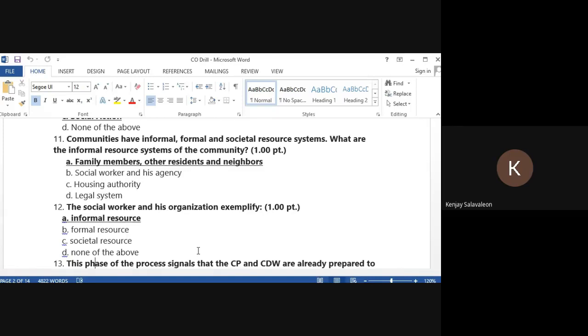they are not legally obliged to provide resources for the resolution of the community's problem. Kaya nga informal siya. But social worker and his agency, alam naman natin, no? Meron tayong Code of Ethics. And our agency is mandated by, maybe sanctioned by an NGO or more so with the government. Kasi talagang government is the primary duty bearer. Housing authority is a legal system. So these three are formal resources.